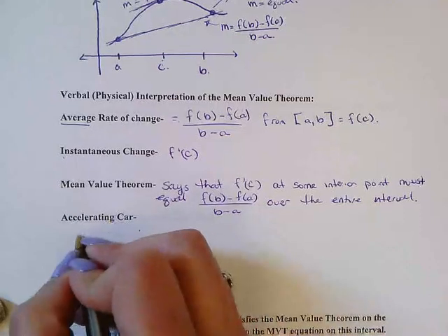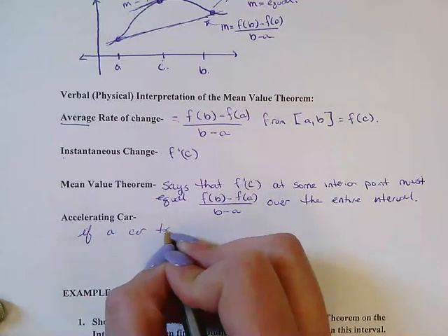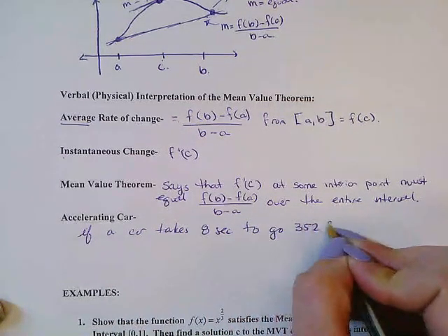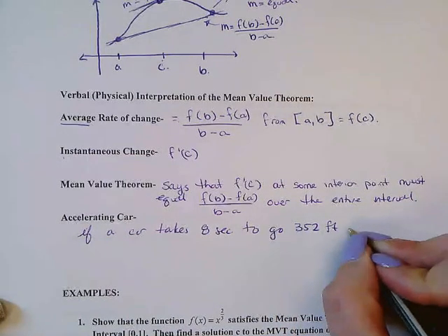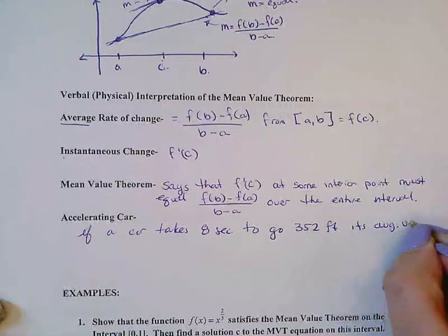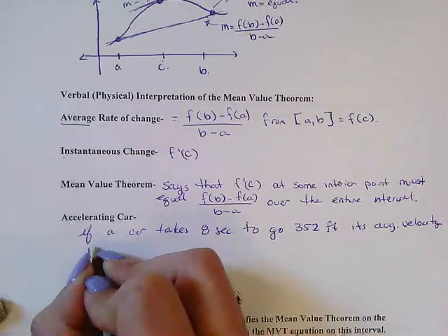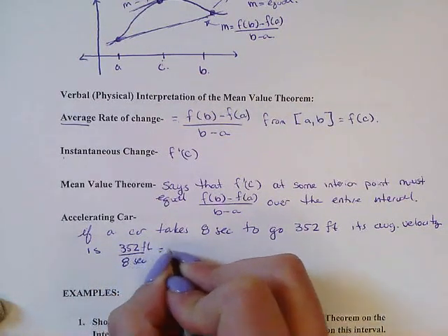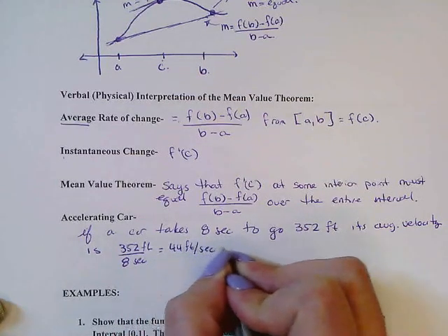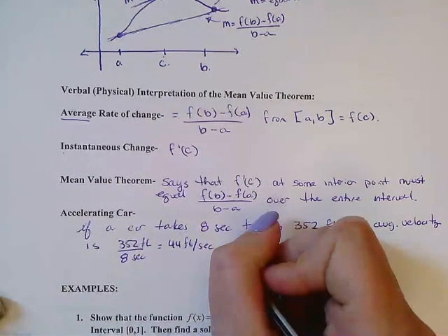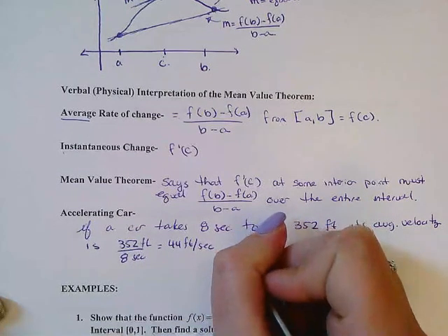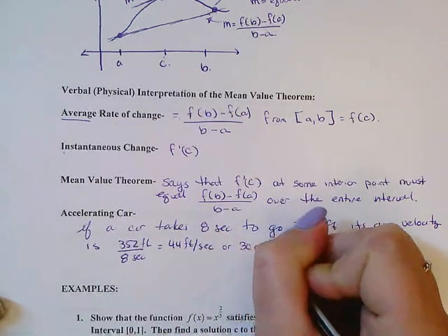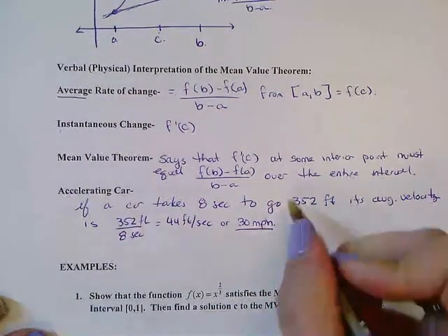So for example, if a car takes 8 seconds to go 352 feet, we know that its average velocity is 352 over 8, right? 352 feet over 8 seconds, which equals 44 feet per second. Okay, or if we convert that to miles per hour, 30 miles per hour, just so that it makes sense in our heads because that's what we're used to.